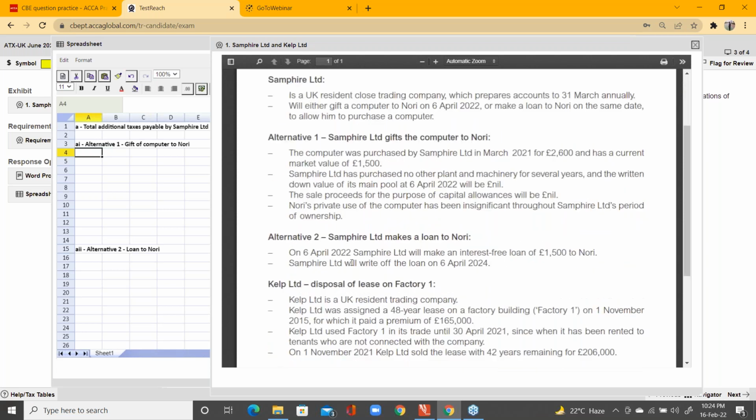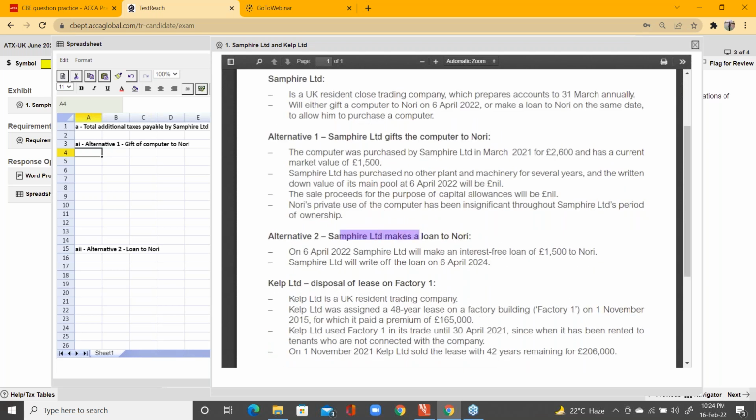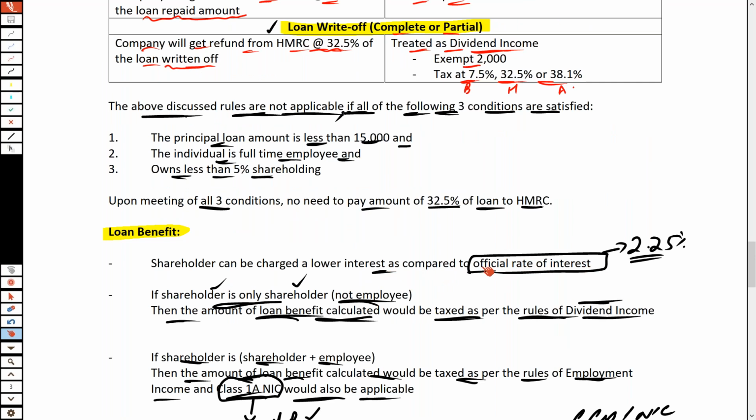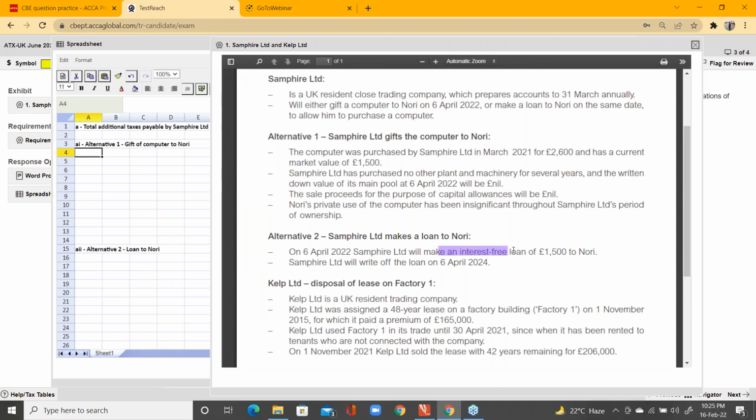Under alternative 2, the closed company makes a loan to the shareholder and employee on 6 April 22, the same date on which it would be providing the asset to the employee. S Limited will make an interest-free loan. As we just discussed, interest can be charged at a lower rate compared to the official rate. Here the company is making an interest-free loan, meaning it is not charging any interest from Nuri, and the loan amount is 1500.